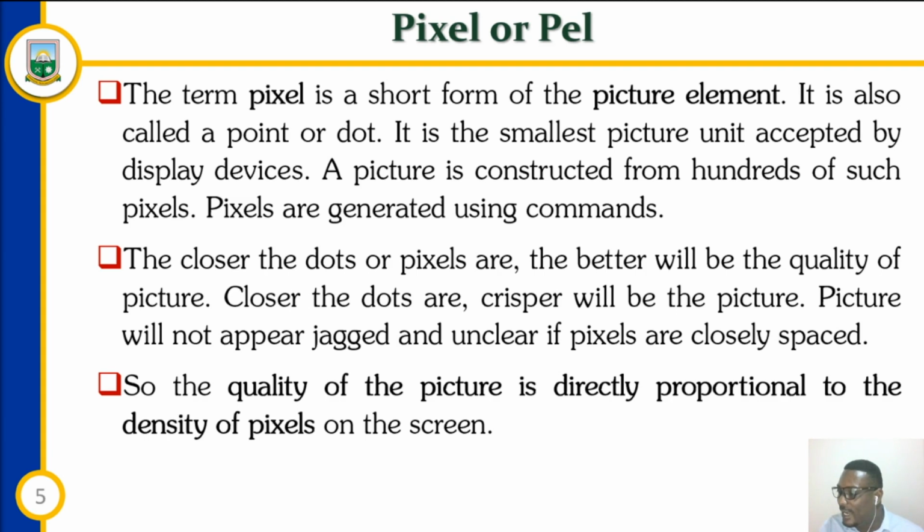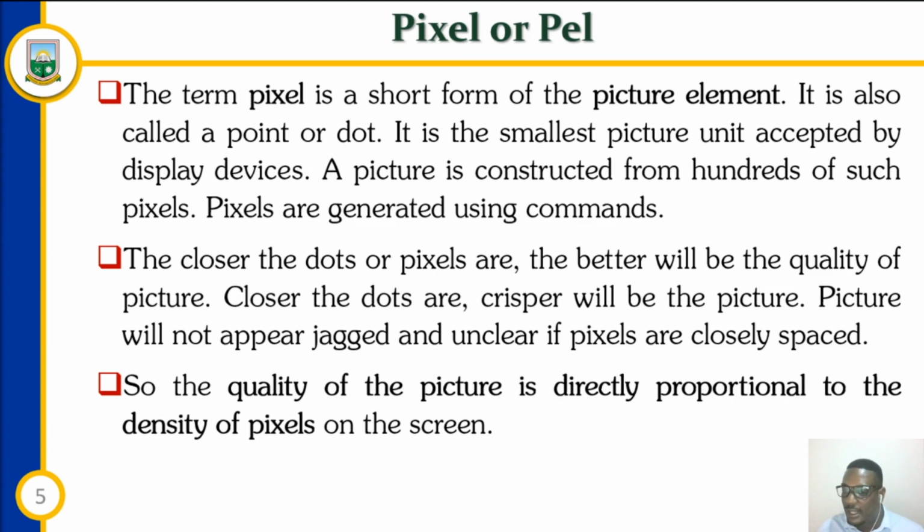So the closer the dots are, again, the crisper the picture would be. You should also bear in mind that the picture will not appear jagged and unclear if the pixels are closely spaced. Once we have the pixels closely spaced, you will never have the picture looking jagged or unclear.